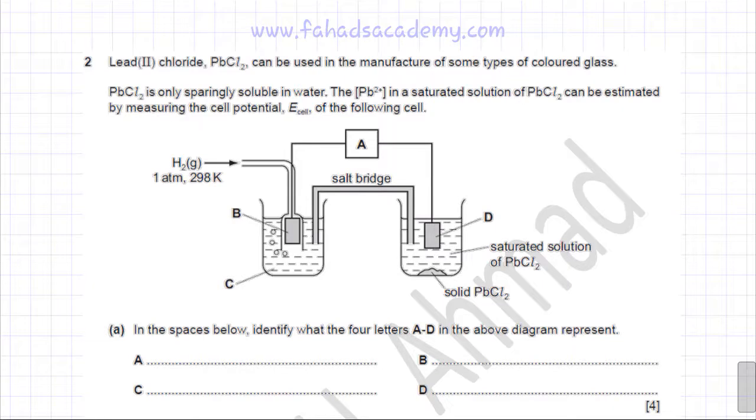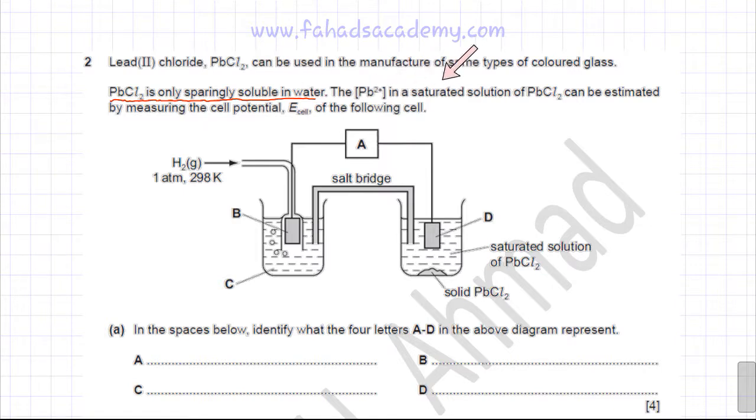The following question is about electrochemistry, and the question reads that lead(II) chloride, PbCl2, can be used in the manufacture of some types of colored glass. And then it reads that PbCl2 is sparingly soluble in water. So this is one piece of information: the concentration of lead ions in water is not going to be very high because PbCl2 is not very soluble.